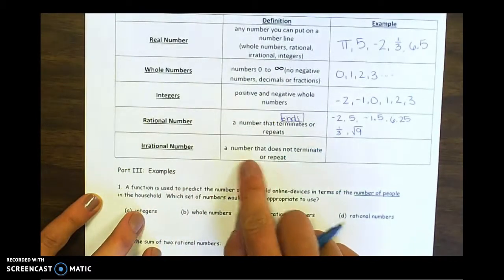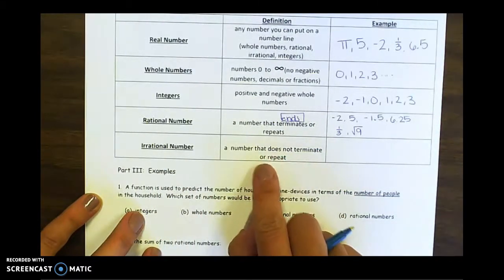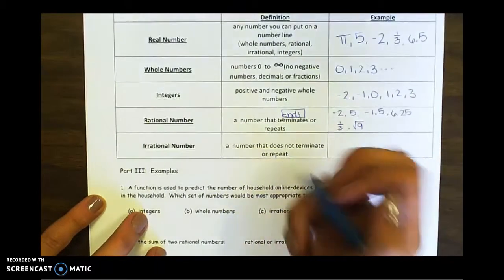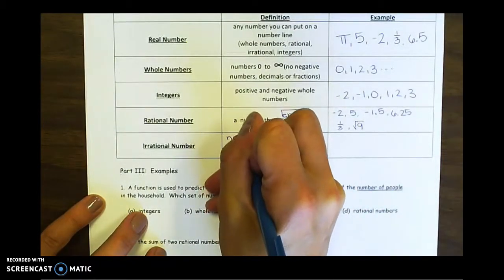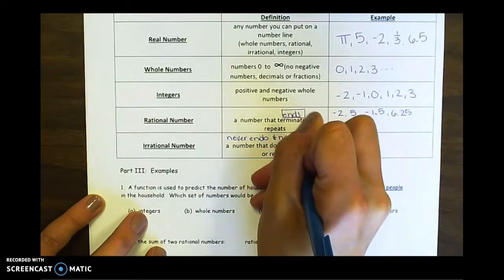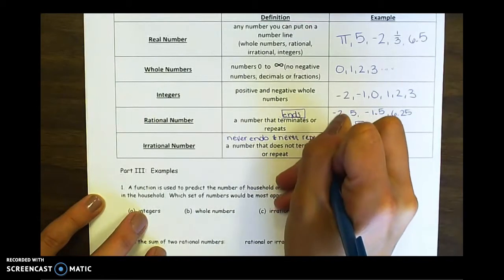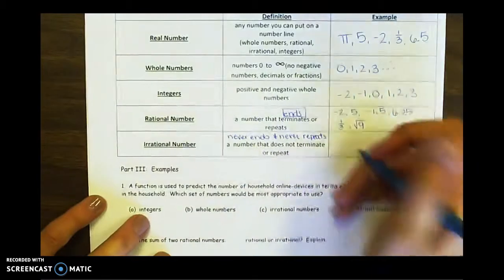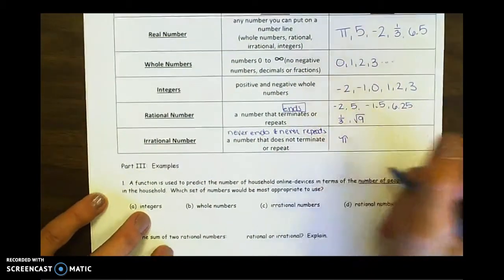An irrational number is a number that does not terminate or repeat. So it never ends, never repeats. So that's kind of a phrase that we can remember. It never ends and never repeats. Now, the most famous irrational number that a lot of you are going to remember is pi.